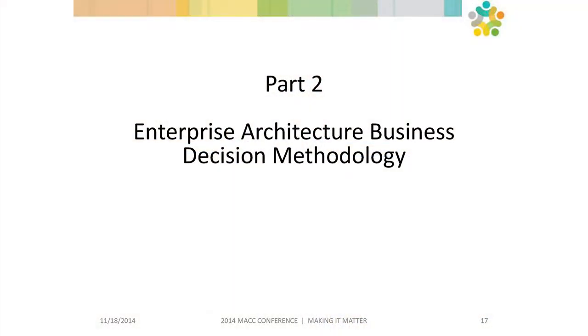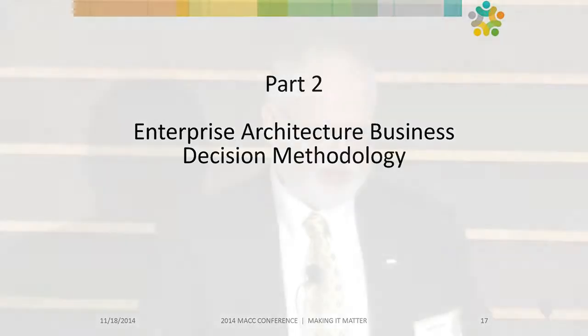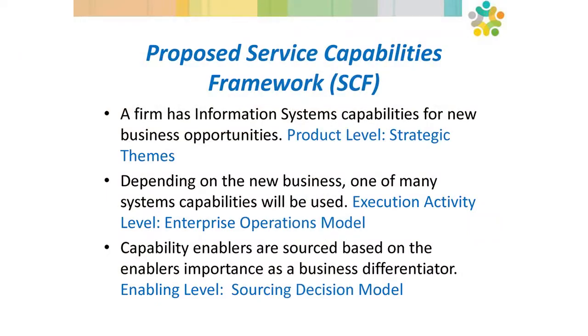So that was the first part, developing the sustainable competitive advantage. Then the next task was to develop a business decision model. I put together different layers of this, starting with the top layer, Porter's value chain. A firm has information systems capabilities for new business opportunities. That's his production level strategic themes.